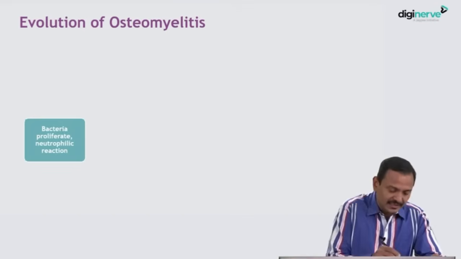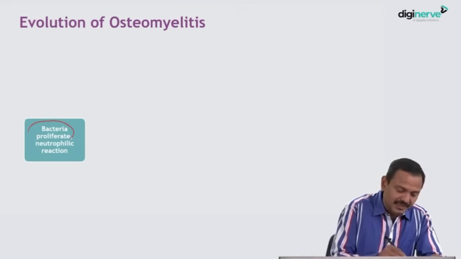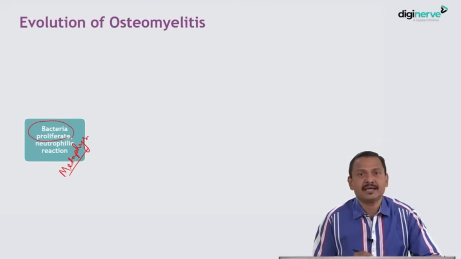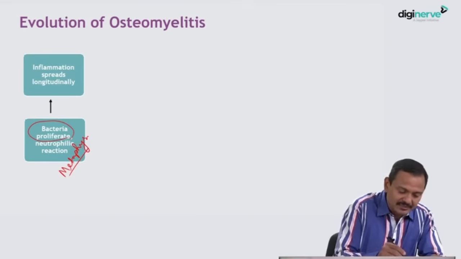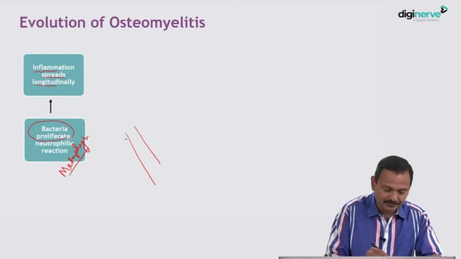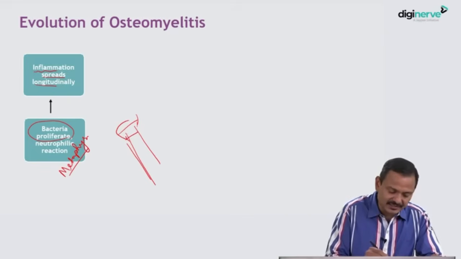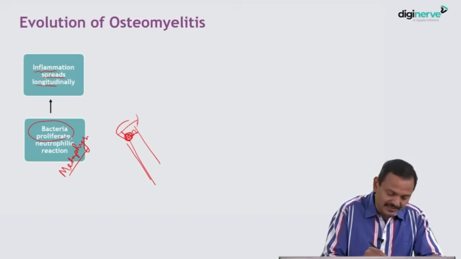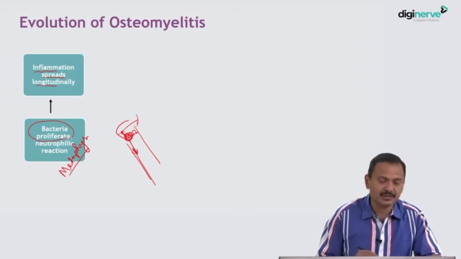Now, how osteomyelitis evolves, or how the pathogenesis of osteomyelitis happens. There is a bacterial infection and bacteria will proliferate mostly at the metaphysis. Okay? I will come to that later. So, bacteria proliferate at the metaphysis. Then what will happen? This inflammation will spread longitudinally. Now, if you can recall a bone, there is epiphysis, metaphysis and diaphysis. So, in the metaphysis region, there is this inflammation which is forming a small abscess. It can extend longitudinally up or down.